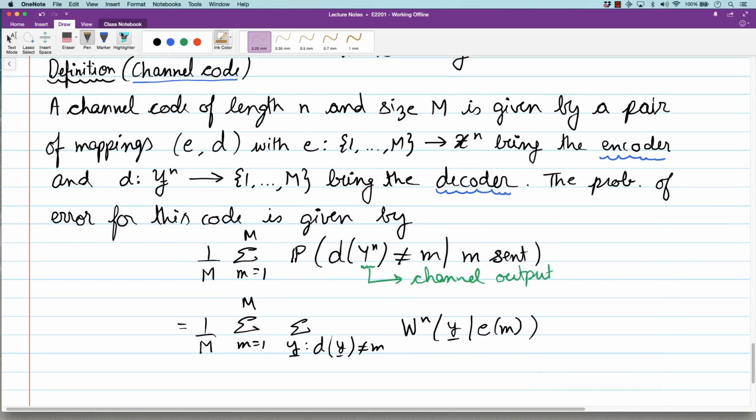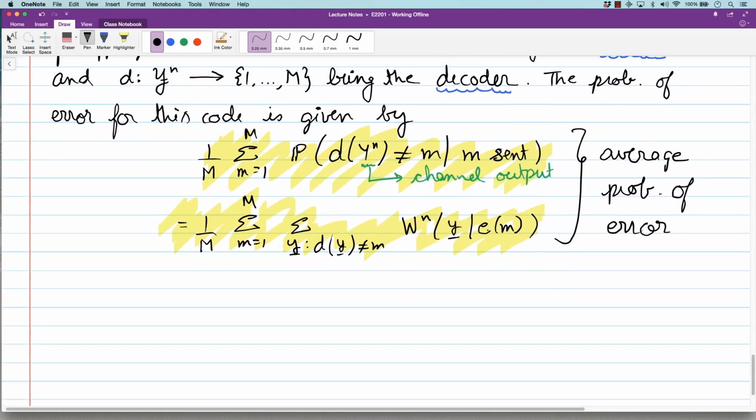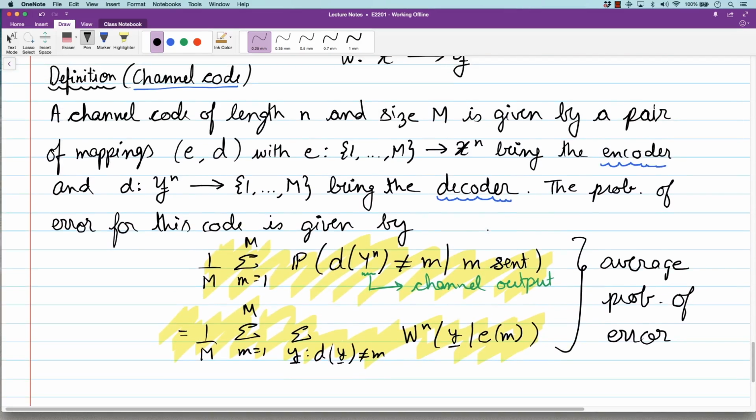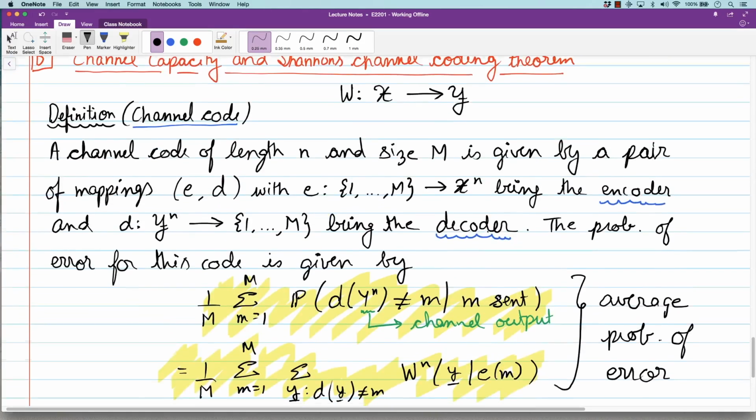And this particular notion of probability of error here, which is equal to this expression, is the average probability of error. So it's the average probability of error averaged over the messages. And we can look at a more stringent notion of probability of error, namely the maximum probability of error. But for now, let's start with the average probability of error. So we now know what the probability of error for a code is.